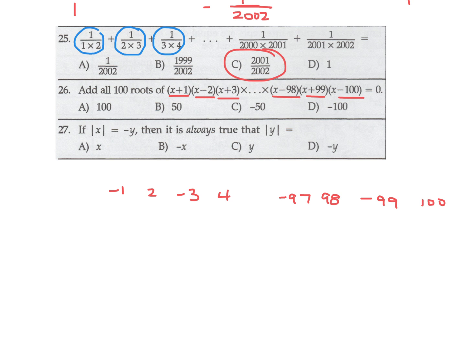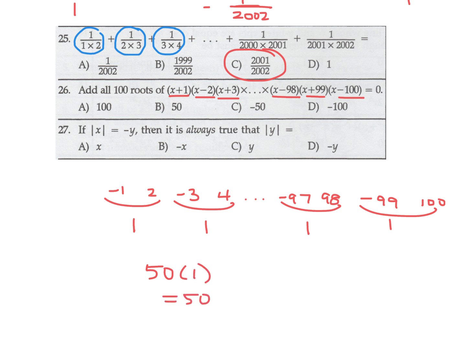So let's add these. If you add them 2 at a time, that's 1. That's 1. And so on. That would be 1, and that would be 1. So since there's 100 numbers, there'd be 50 pairs, and each pair has a value of 1. So 50 times 1, and that's 50. So number 26, the answer would be B.